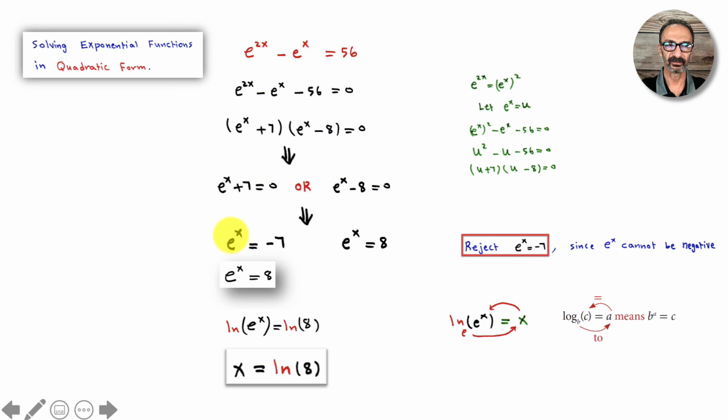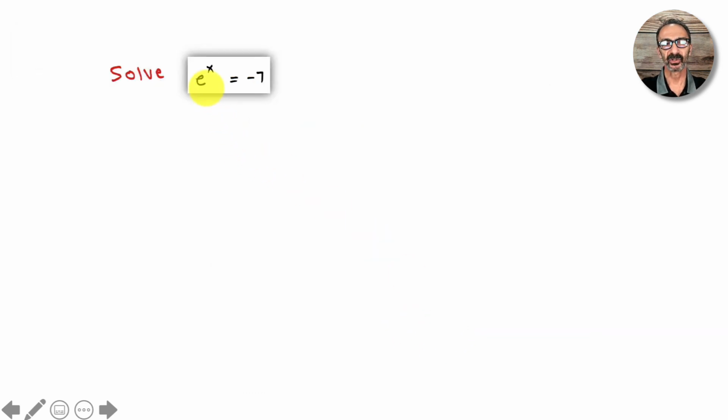And if you want to solve e to the x equals negative 7 to help support this and understand it, here we go. If you want to solve e to the x equals negative 7, which we said e to the x cannot equal, which means we have to reject it and not consider it as part of the solutions. Here we go. Take ln to both sides. Apply ln to both sides. ln e to the x, that's an x. ln negative 7, well, ln goes to the right only.